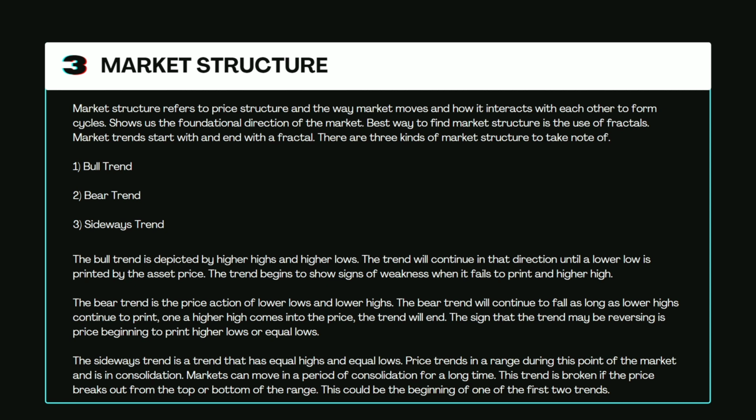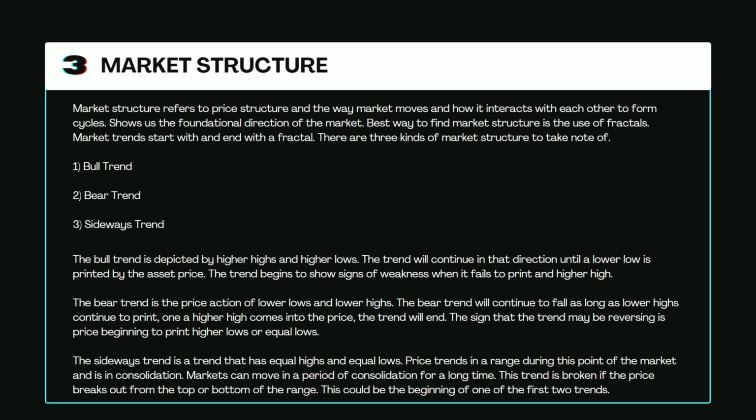There are 3 kinds of market structures to take note of: bull trends, bear trends, and sideways trends. Sideways markets are consolidation. All right. The bull market is depicted by higher highs and higher lows. The trend will continue in that direction until a lower low is printed by the asset price. The trend begins to show signs of weakness when it fails to break the higher high.